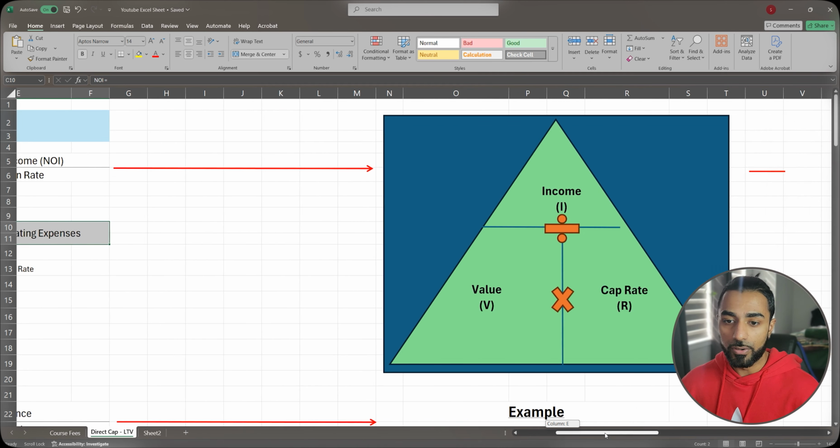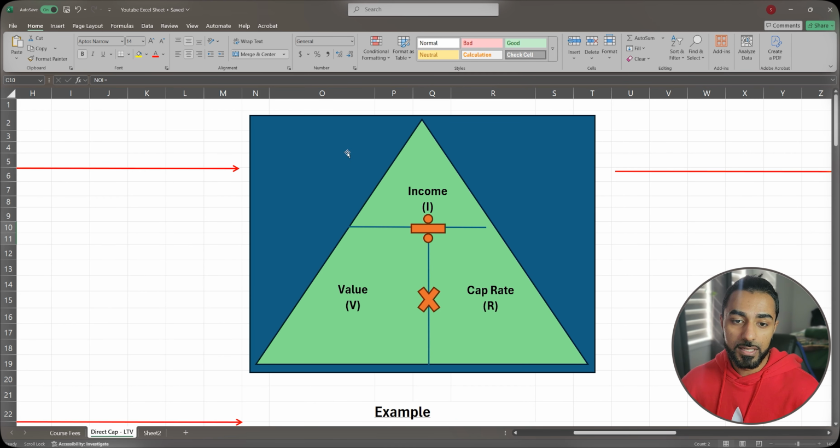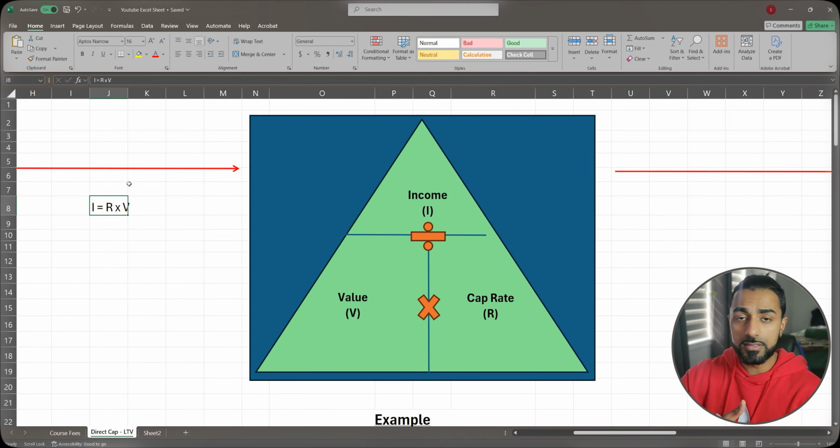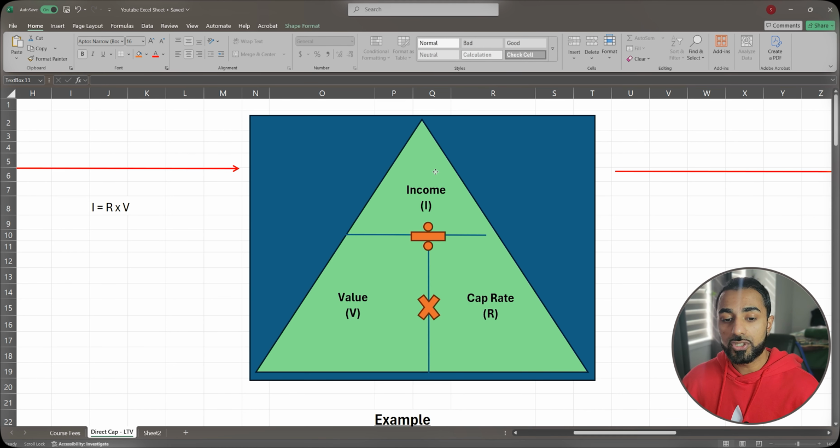Now, a very easy way to remember is the IRV triangle. This is how we'll be able to remember the formula itself. It depends what you like better. Some people like the formula better, some people like this better. In general, I equals R times V. In other words, our income equals our cap rate times our value. If I want to find the income, I take the remaining two and do V times R.